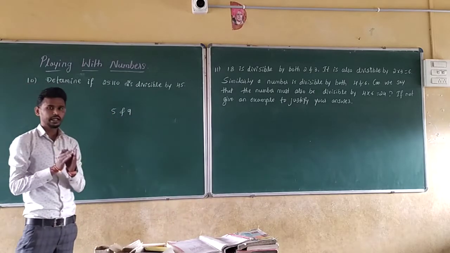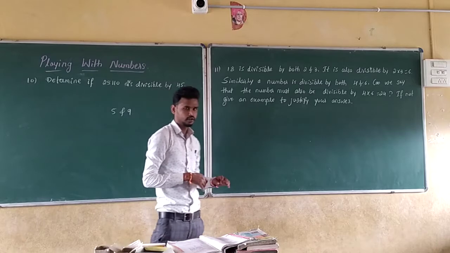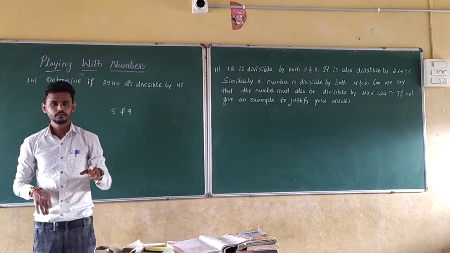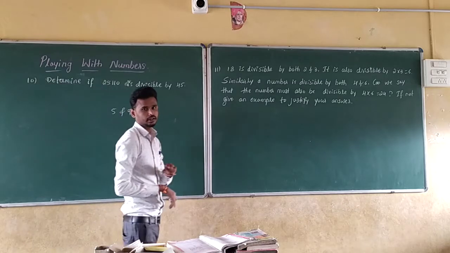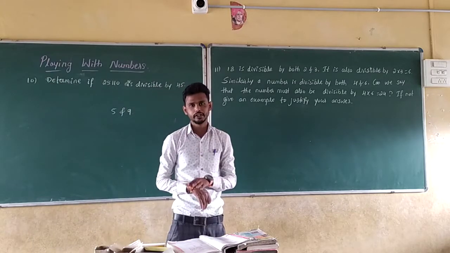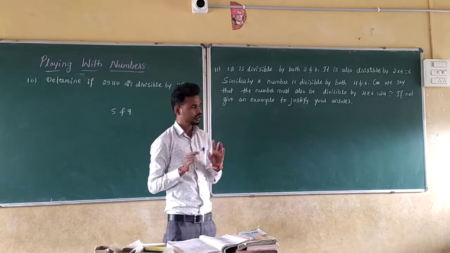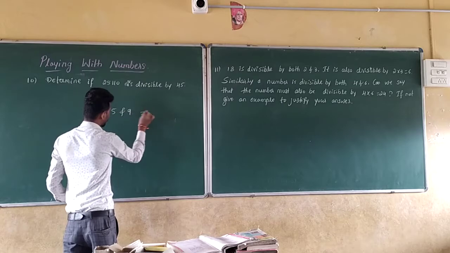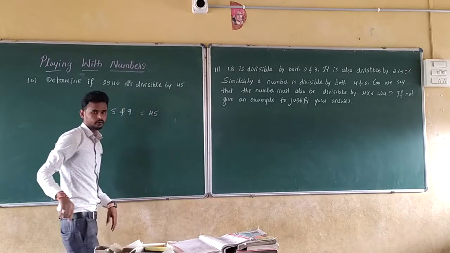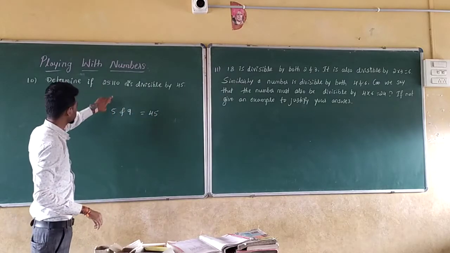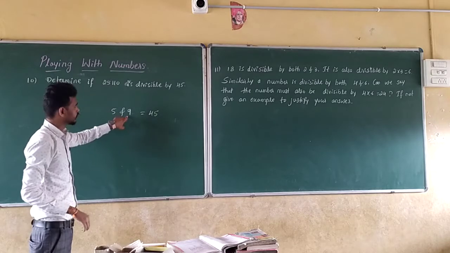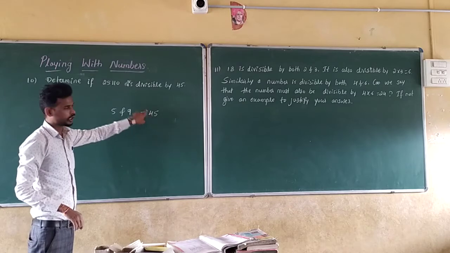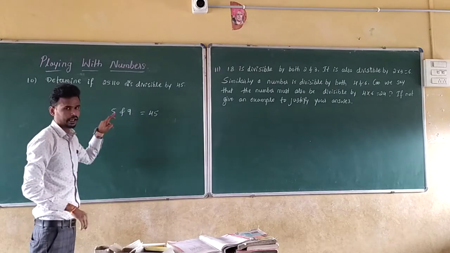You have studied one of the divisibility tests. What is that? If a number is divisible by 2 co-primes, then that number is also divisible by their product. So here these two are co-prime numbers, and their product, 5 nines are 45. It means if this number is divisible by both 5 and 9, then it must be divisible by 45. So let us check whether it is divisible by 5 and 9 or not.